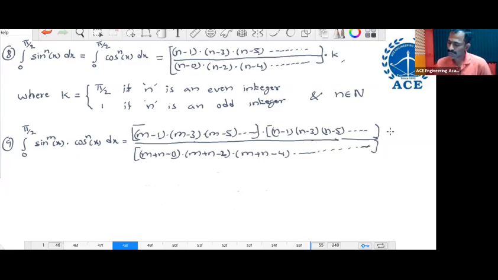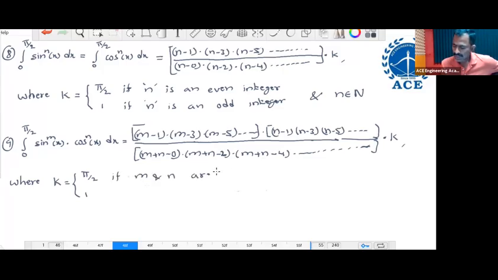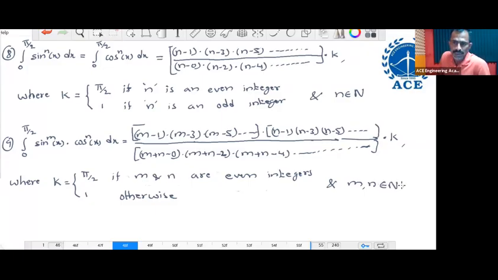That's it. Into k, where k equals pi by 2 here, 1, if m and n are even integers, otherwise here 1, and m, n belong to capital N. Within 5 minutes, we close this.